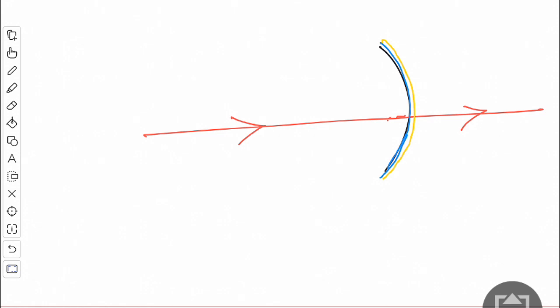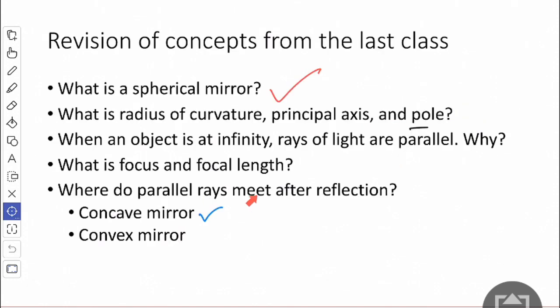Okay. So what about now? Here's a question for you guys. What happens to parallel rays after they hit a convex mirror? For concave, we said they come and meet at the focus. What happens for a convex mirror? This is what I want you to think and tell me.